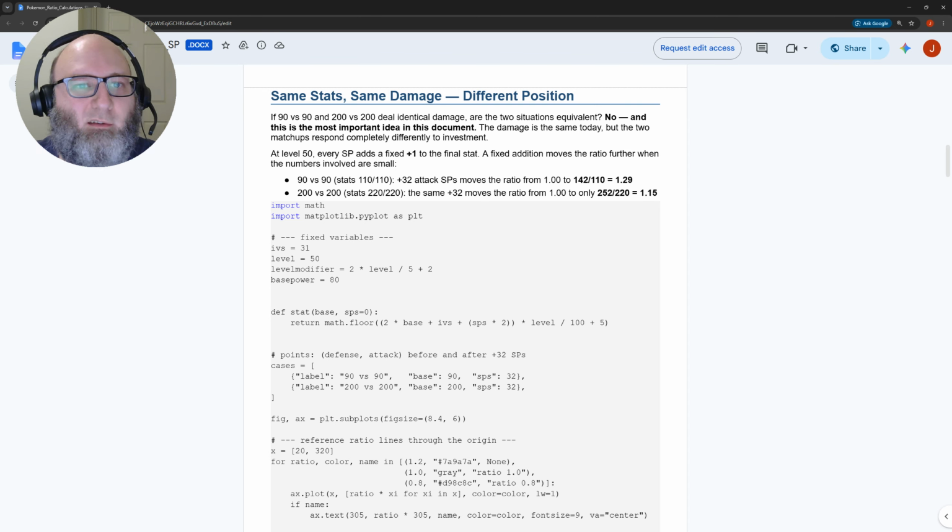So at level 50, every SP adds a fixed +1 to the final stat. A fixed addition moves the ratio further when the numbers involved are small. So you've got the 90 versus 90, stats are 100 versus 100. +32 attack SP moves the ratio from 1 to 1.29. Compared to that same difference at 200 versus 200, again, the same 32 SP moves the ratio from 1 to 1.15. And you can see this plotted on a graph.